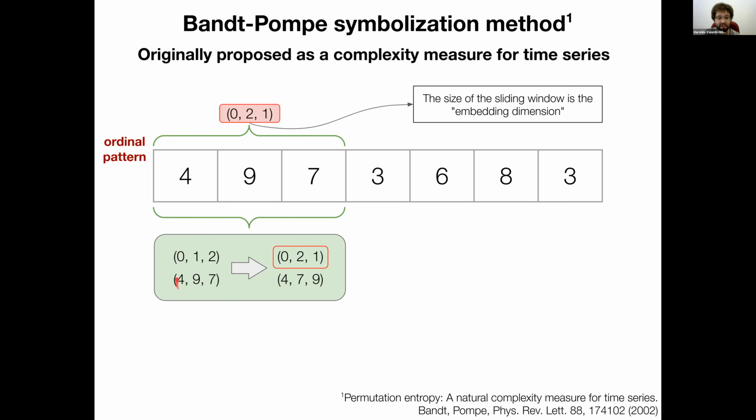We can do this by using some index numbers, like these ones that I'm associating with the values in this partition. And then we sort the values in the partition in ascending order, and we apply the same permutation to the index numbers.